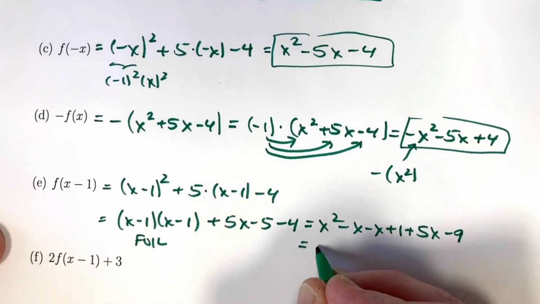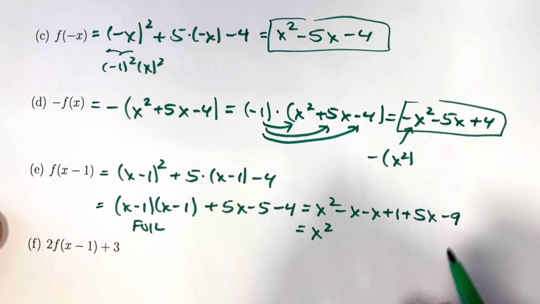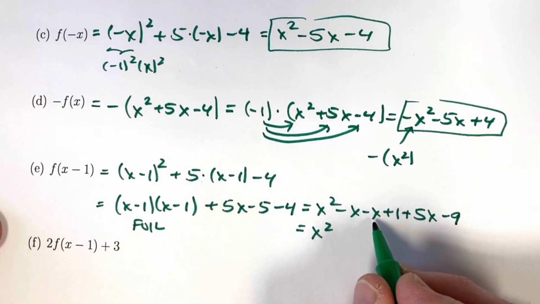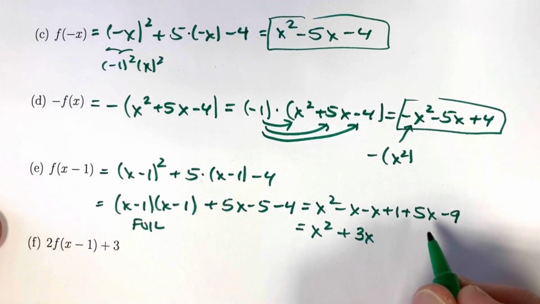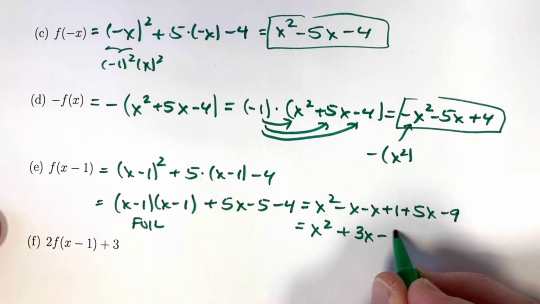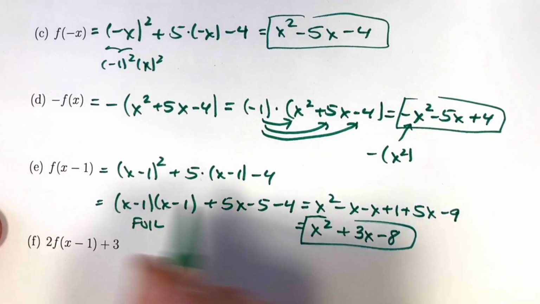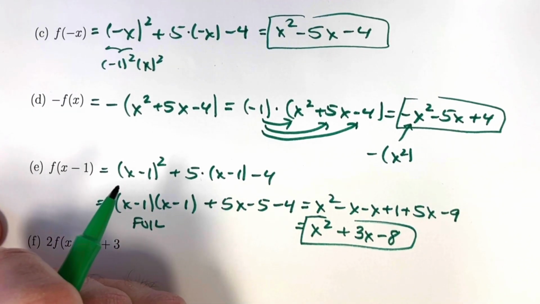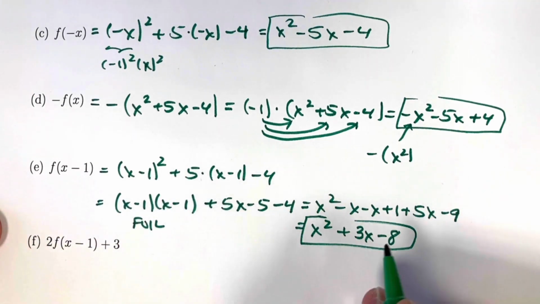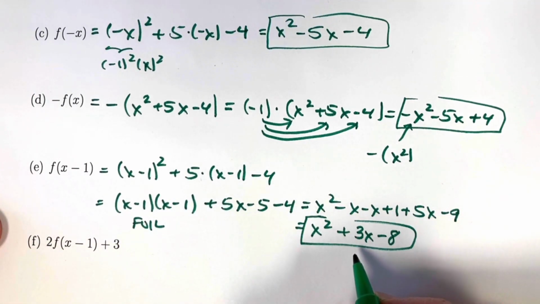Continue simplifying. X squared, what's the x term? It's negative x minus x plus 5x. That simplifies to plus 3x. And then the constant term is 1 minus 9. That's minus 8. So this function, f of x minus 1, which turns out to represent what's called a horizontal translation of the original function to the right by 1 unit, simplifies to this function.